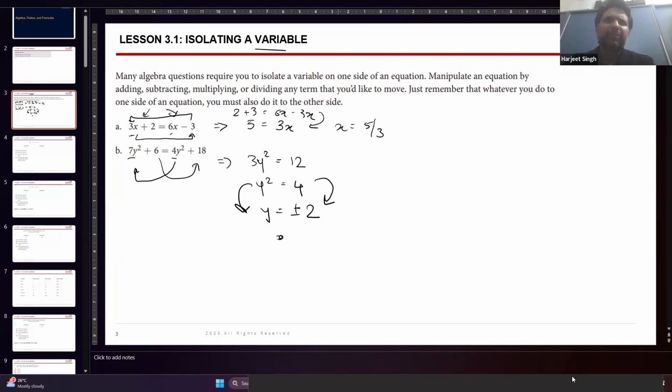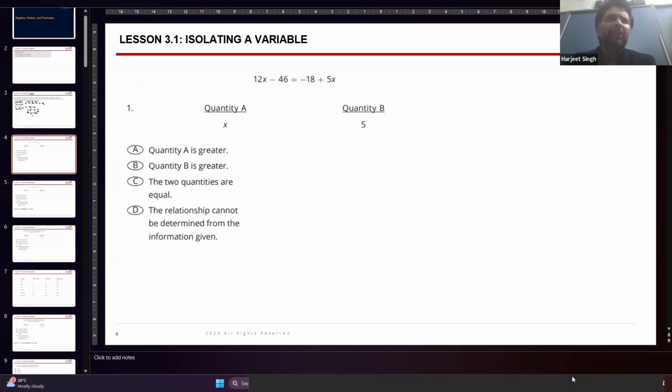So isolating the variable, understanding which coefficient is higher, bringing the other term on that side and then placing all the variable terms on one side of the equation and the constant terms on the other side. All right, so let's get started with the first question.